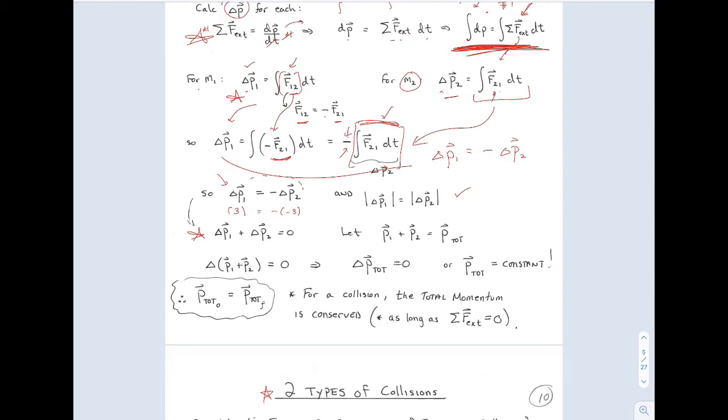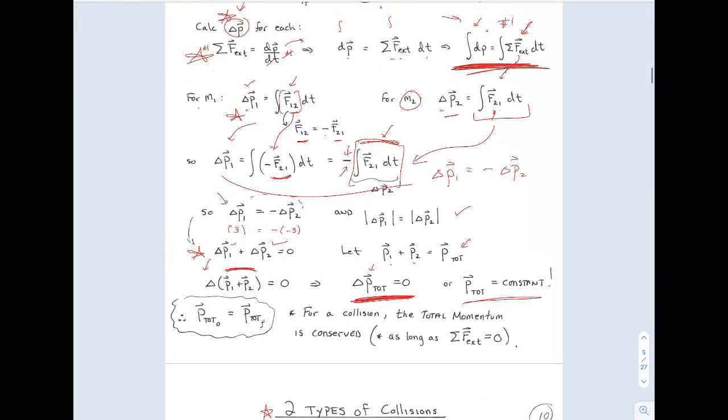So I brought P2 over. And then I'm going to call the total momentum P1 plus P2. Here you can think of it as factoring out a delta. So delta P1 plus delta P2 is my change in P1 plus P2, which is what we're calling the total momentum. So that says for that collision, the total momentum change is 0. Total momentum doesn't change. If it doesn't change, that means the total momentum is constant.